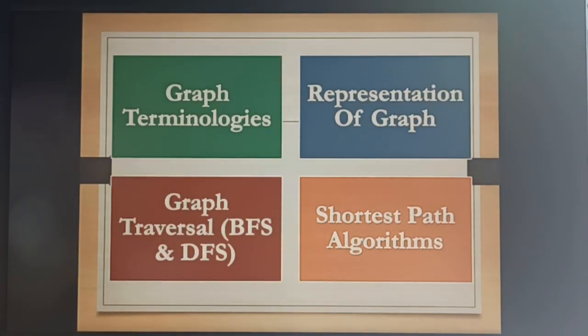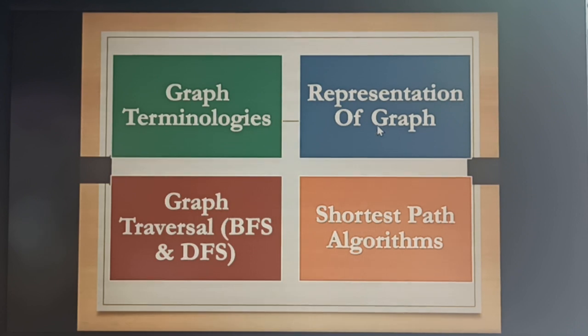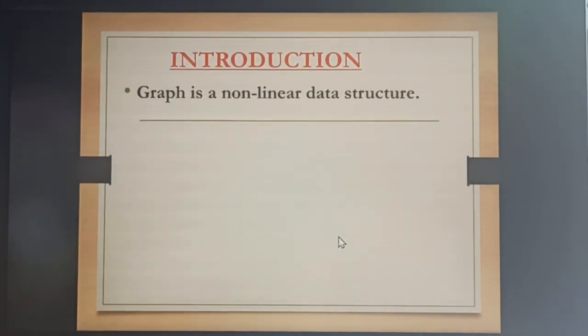So we'll learn graph terminologies, and we'll get most of the questions in campus placements or interviews from the terminologies. Then representation of the graph, then graph traversal. There are two types of traversal, BFS and DFS, and shortest path algorithms. So what is a graph?